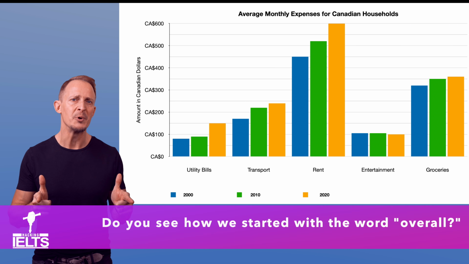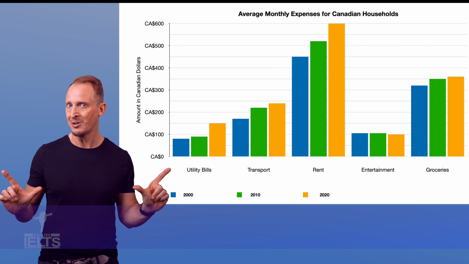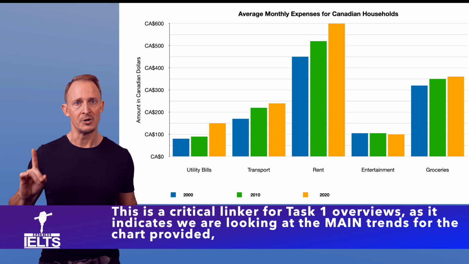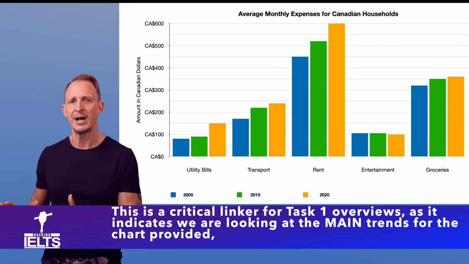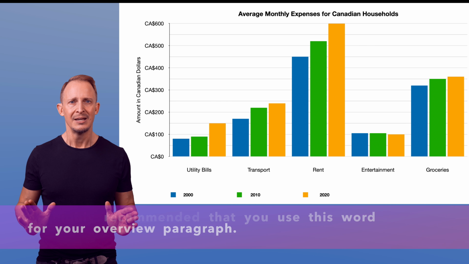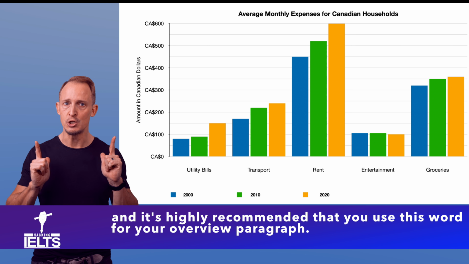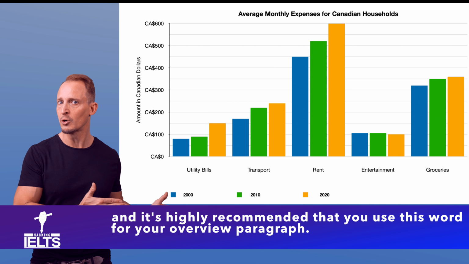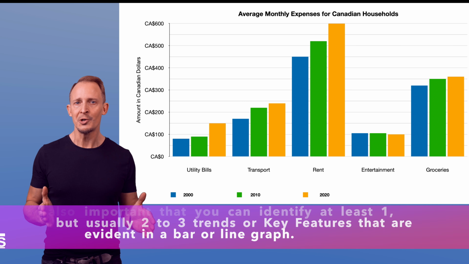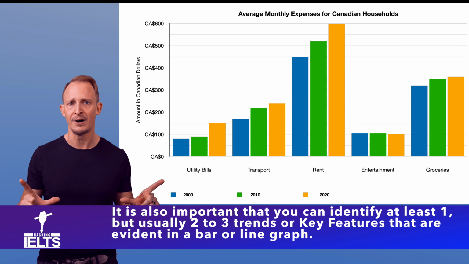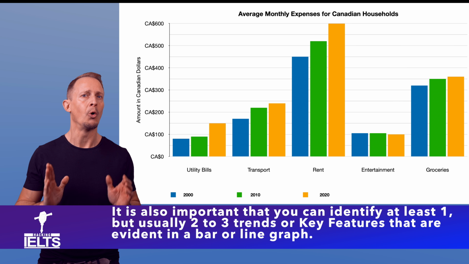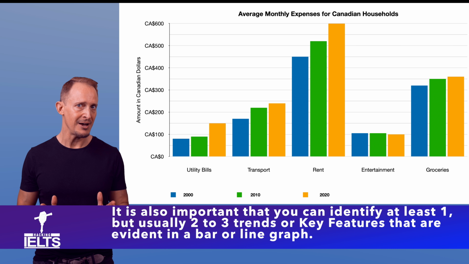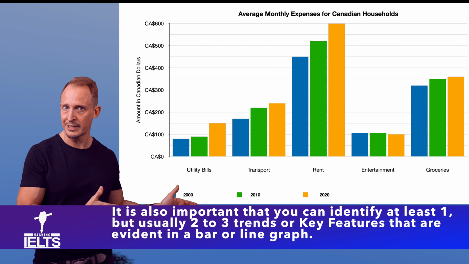Do you see how we started with the word overall? This is a critical linker for Task 1 overviews, as it indicates we are looking at the main trends for the chart provided, and it's highly recommended that you use this word for your overview paragraph. It's also important that you can identify at least 1, but usually 2 to 3 trends or key features that are evident in a bar or line graph.